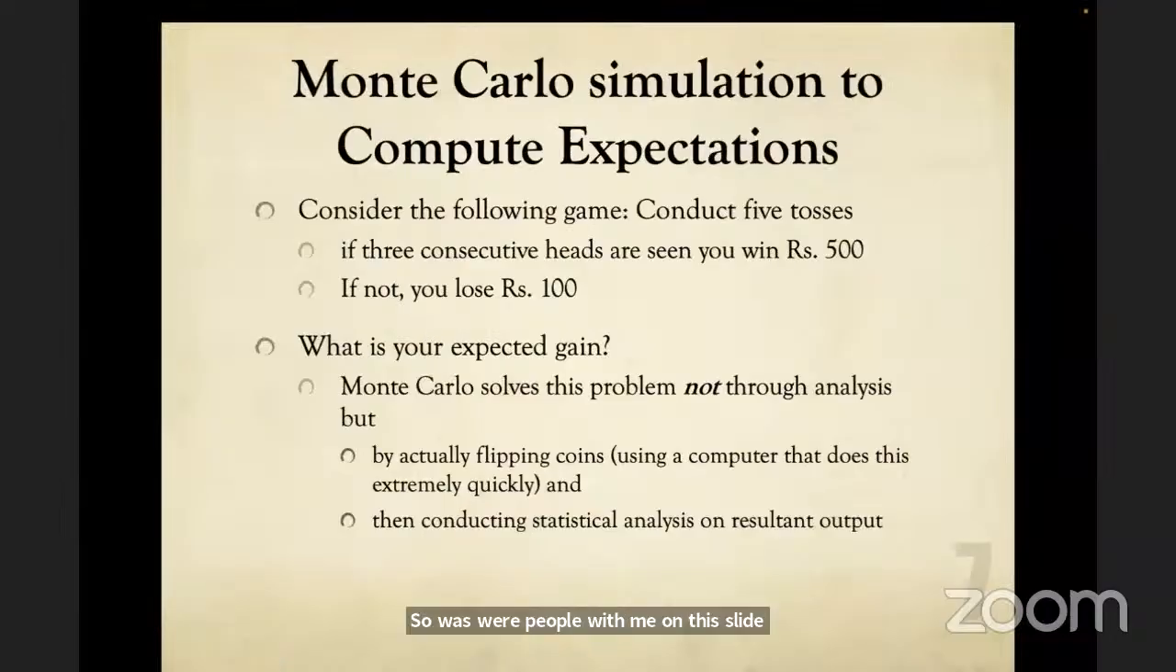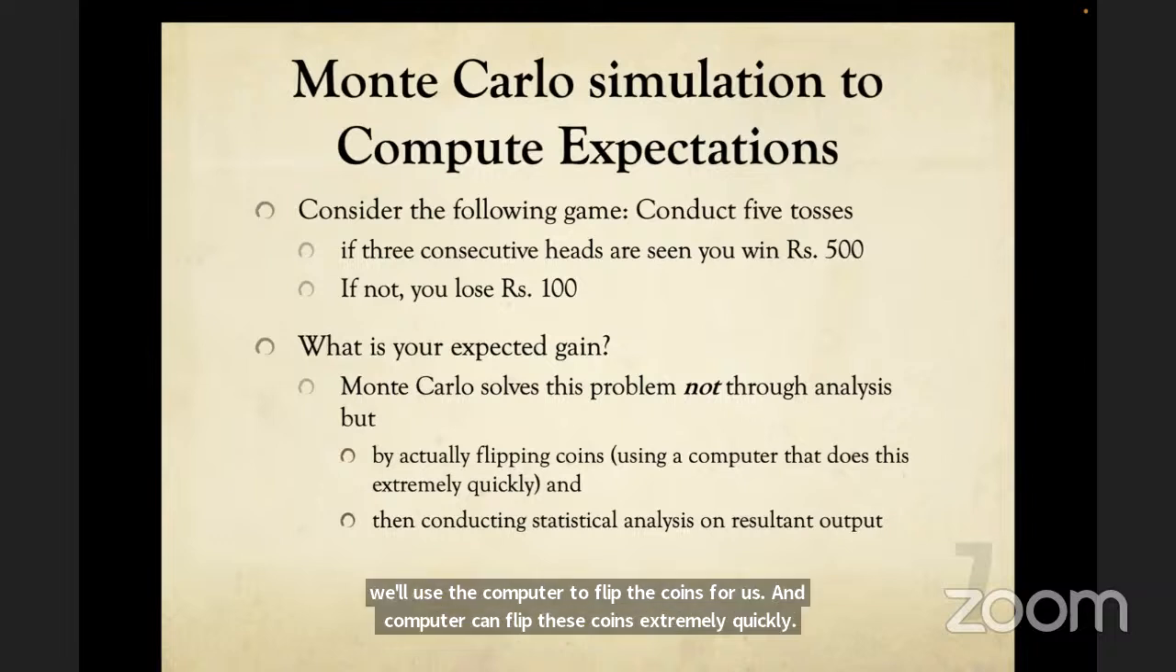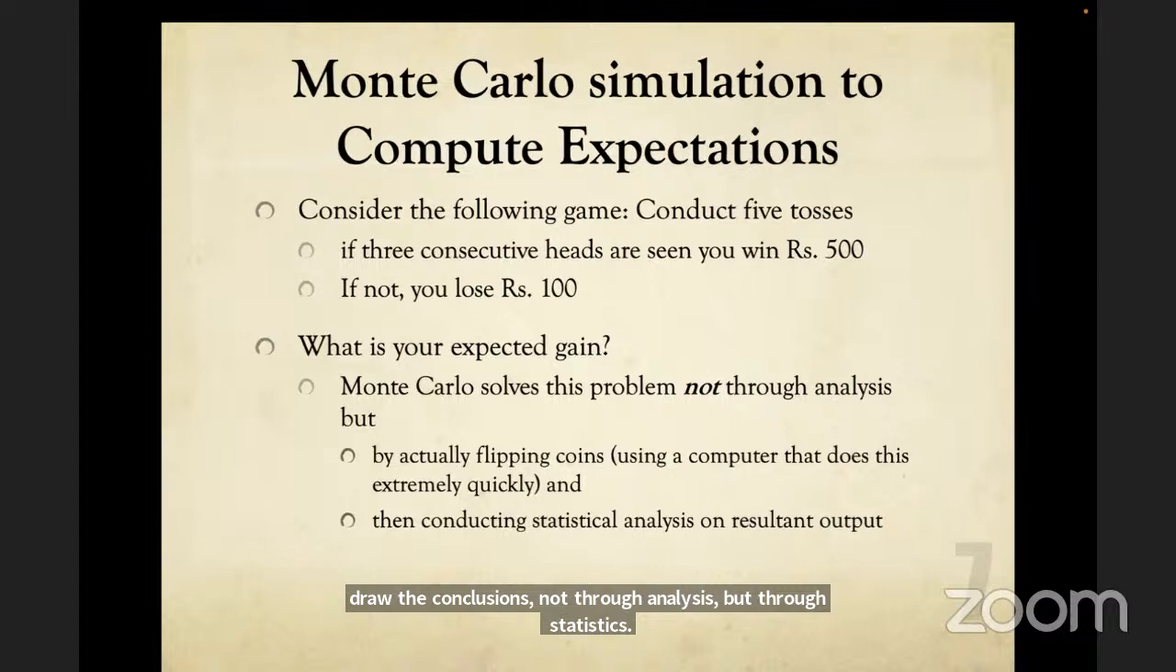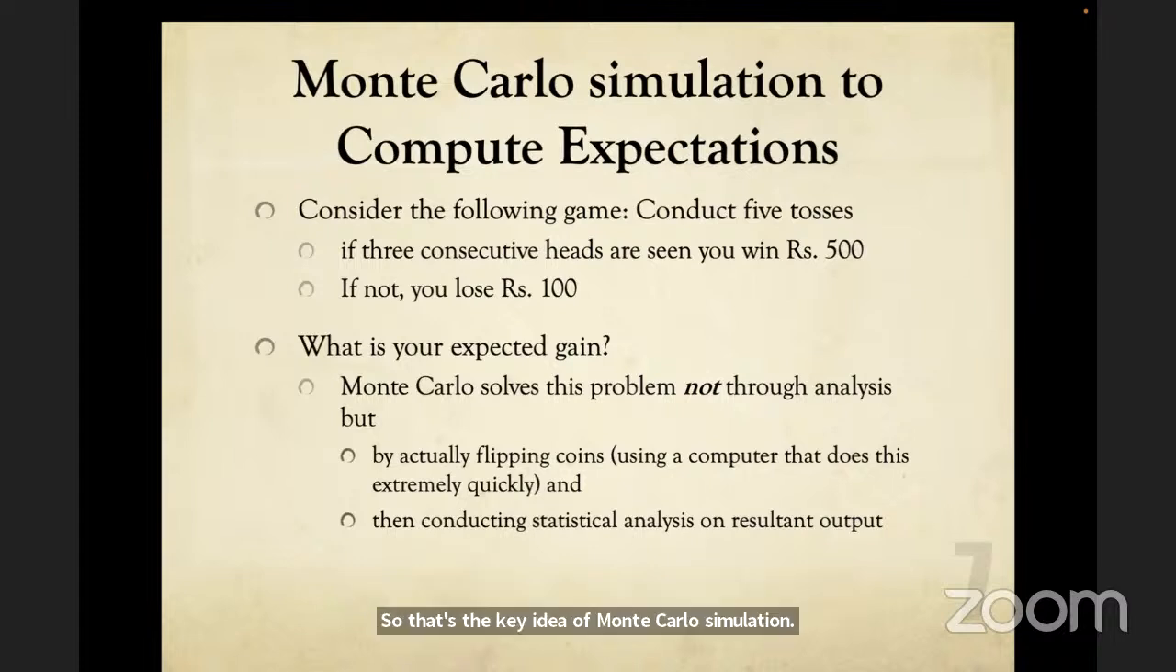Yes. So the point is, we want to find this probability of seeing three consecutive heads in 5 tosses, and we'll use the computer to flip the coins for us. And the computer can flip these coins extremely quickly. And then what we'll do is we'll conduct statistical analysis. So the computer is basically generating data for us. We see all these samples, and then through statistics, we draw the conclusions. Not through analysis, but through statistics. So that's the key idea of Monte Carlo simulation. You don't solve the problem, you run the problem. You run the code.